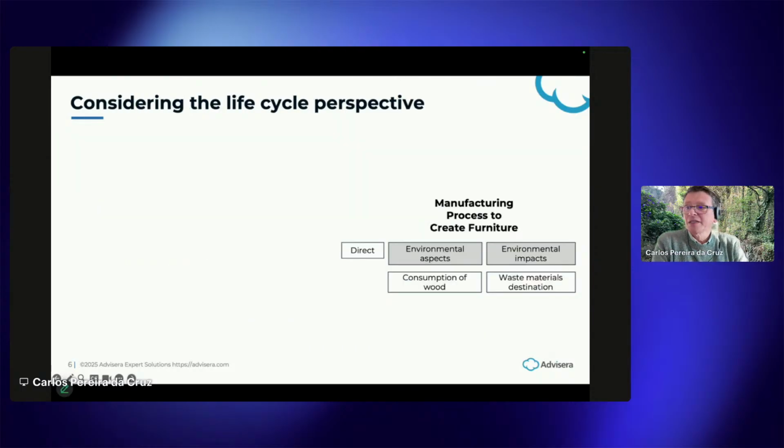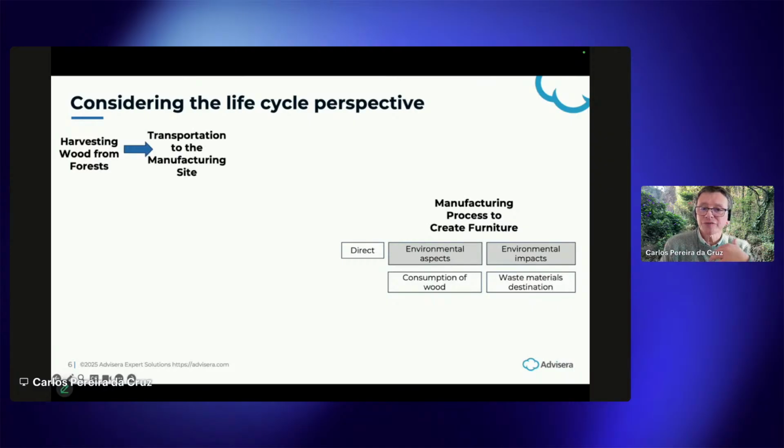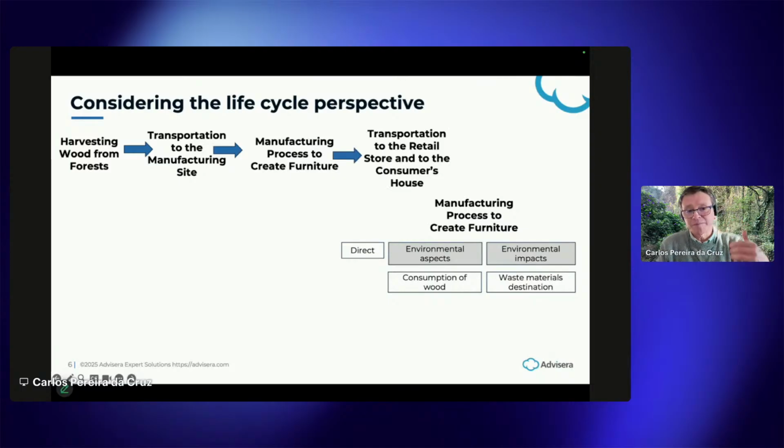Okay, let's consider the life cycle perspective. When we consider the life cycle perspective, we introduce indirect environmental aspects. Okay, so think of the whole life cycle of that wood used for making the furniture. So harvested from forests, transported to be processed and converted into furniture, transported to a sale point and to a consumer's house, used and having an end-of-life disposal or destination.